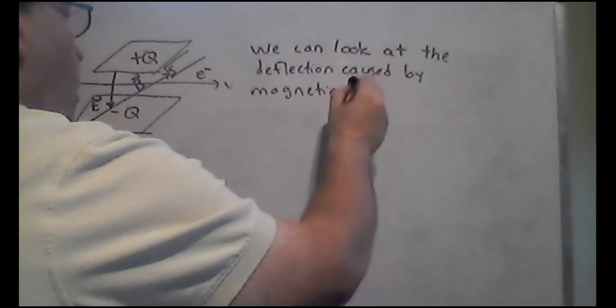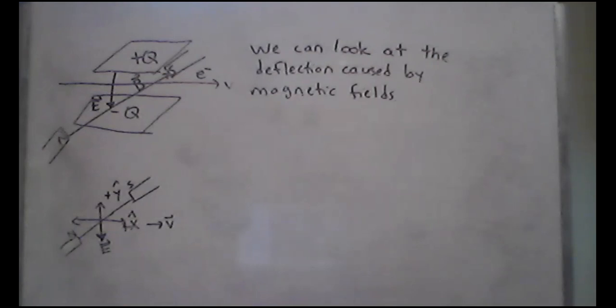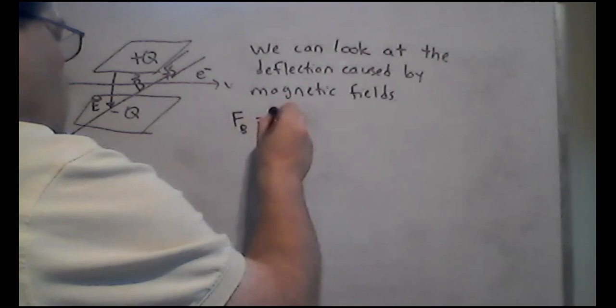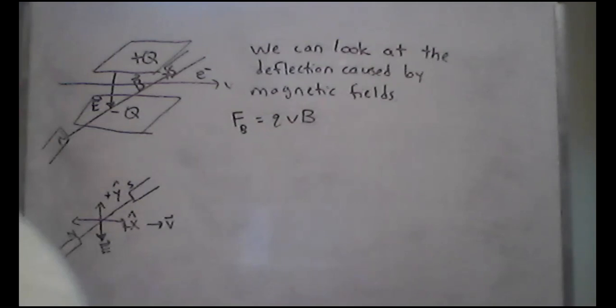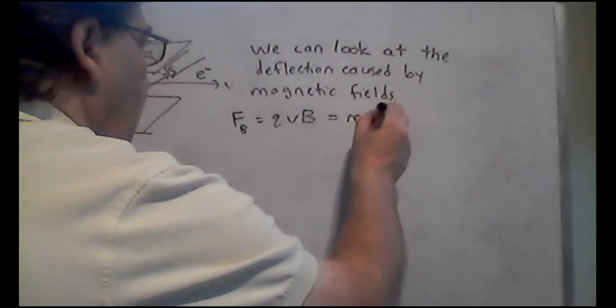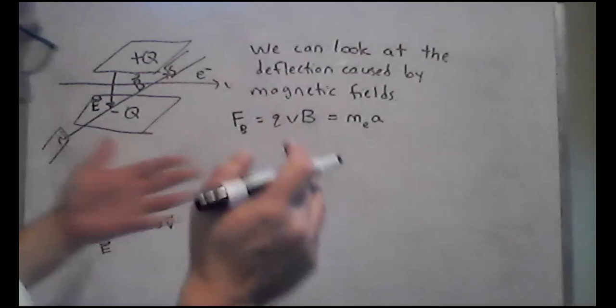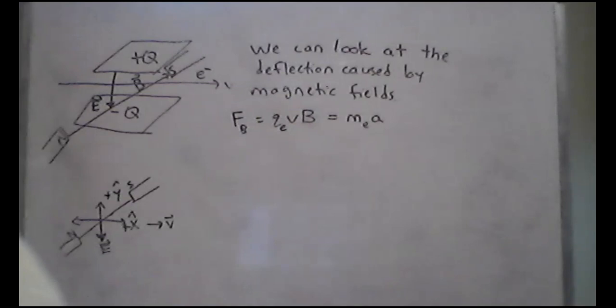And again, we know that F magnetic is QvB, all right? And so that's going to equal some M sub B times A as well. If we just don't worry about the electric field, but now talk about the deflection for the magnetic field, we're still going to have a force causing an acceleration by Newton's second law. I'm just combining the magnetic force and Newton's second law, two steps in one.